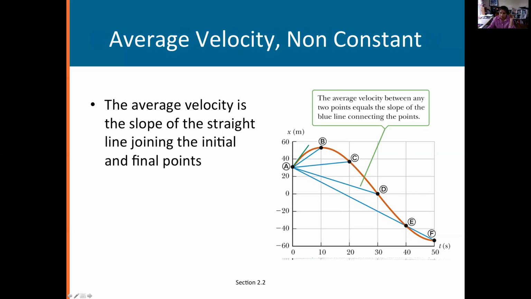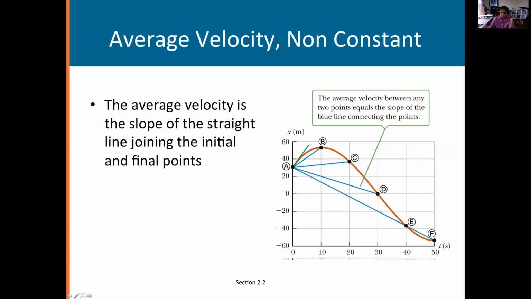And that's going to be, the slope is going to be rise over run, and that's going to be a certain number of meters per second. It's going to give me my average velocity. So the slope of the blue line is telling me my average velocity. The slope of the green line here, which is a tangent line, is going to tell me the instantaneous velocity.